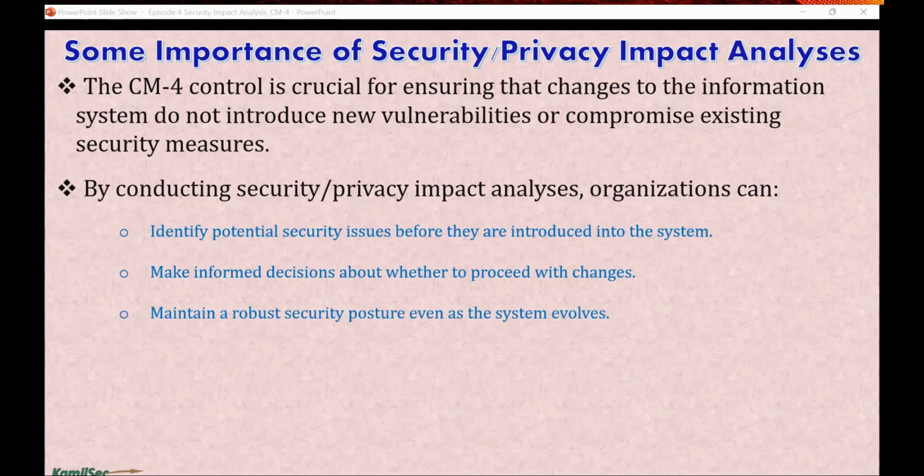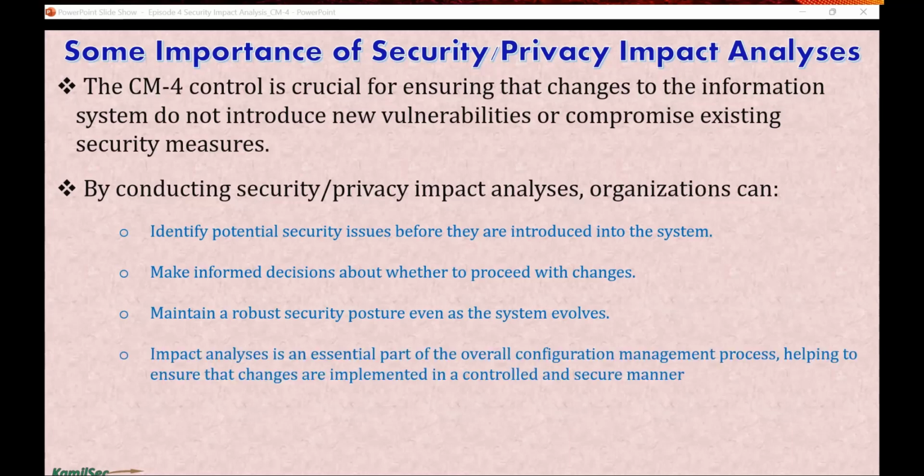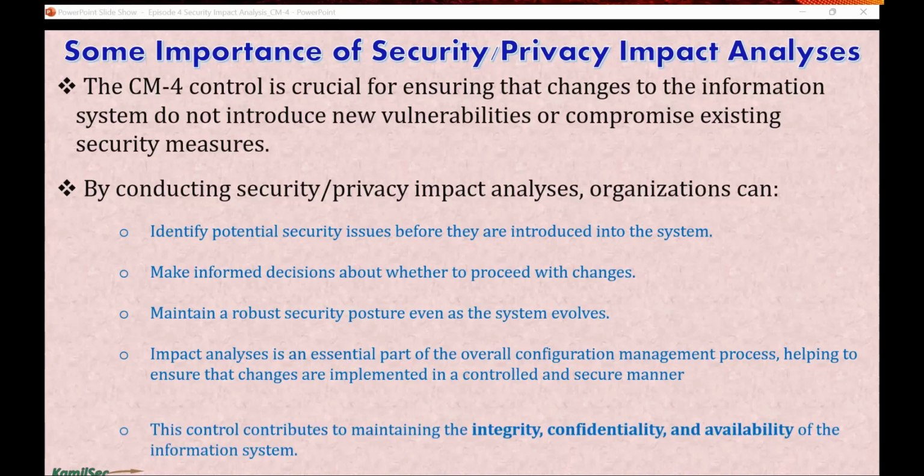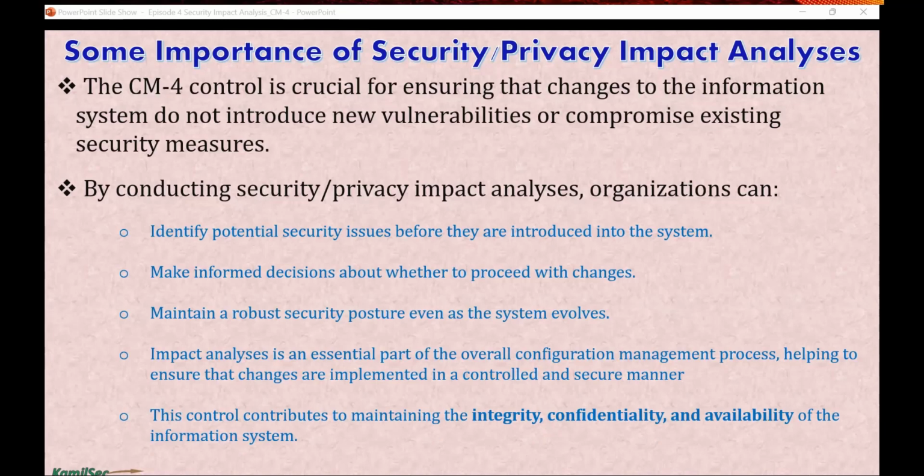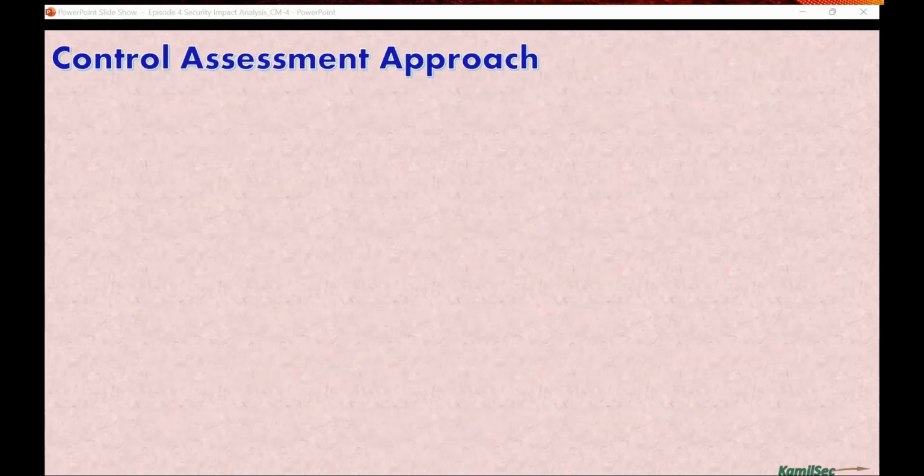And also, impact analysis is an essential part of the overall configuration management processes, helping to ensure that changes are implemented in a controlled and secured manner. And finally, this control, that is CM-4, the impact analysis, contributes to maintaining the integrity, confidentiality, and availability of the information system. Moving on.